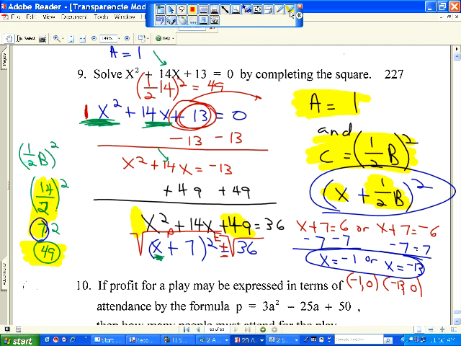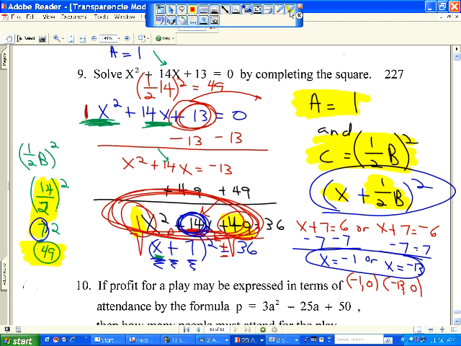And then once you create that situation where you have an a of 1 understood and my c value is half of b squared, then this side over here becomes a perfect square trinomial, which factors into x plus half of my b value squared. That's the deal. Any questions on completing the square for a quadratic? Okay? All right, number 10.